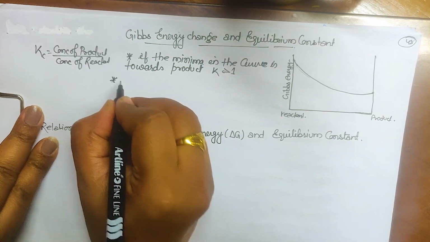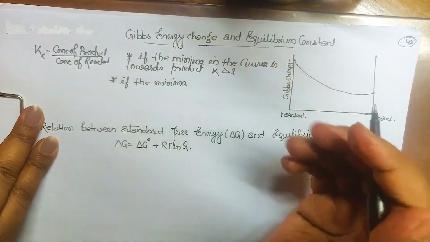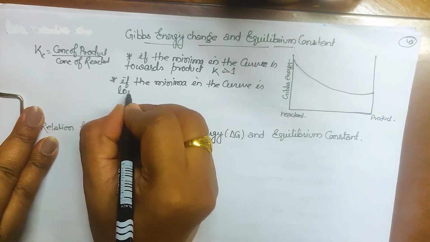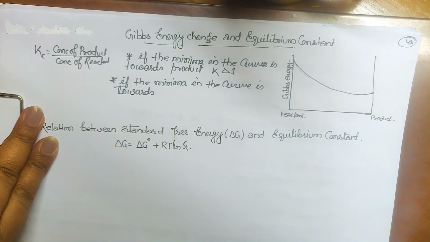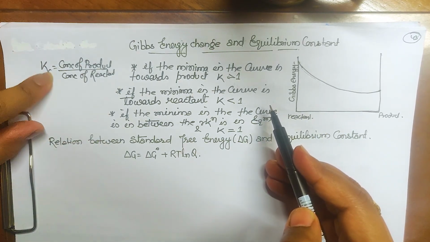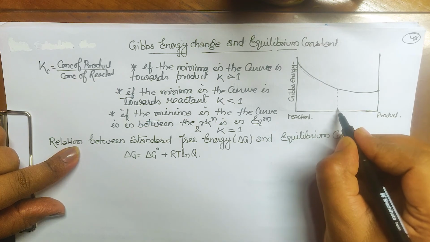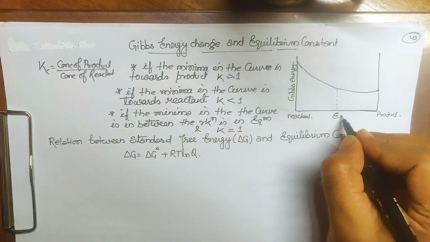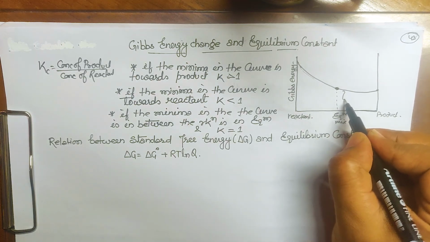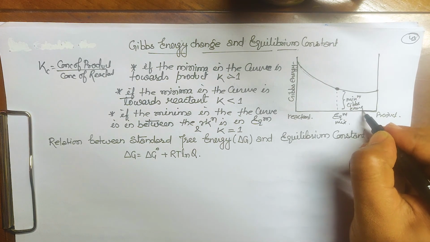Second point, if the minima in the curve is towards the reactant, that means the reactant amount is more, so obviously the K value will be less than 1. And if the minima in the curve is in between, then this condition is called equilibrium. This will be the equilibrium mixture, and this energy is called the minimum Gibbs free energy. Got it?